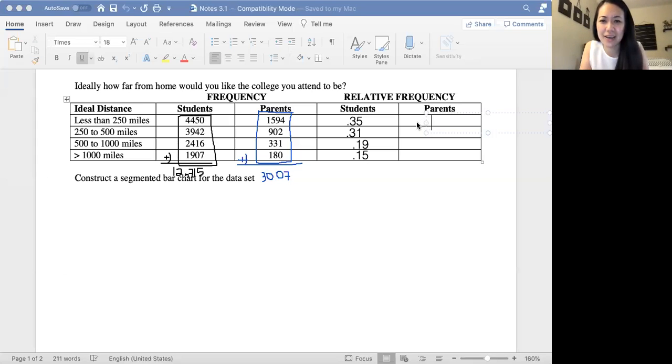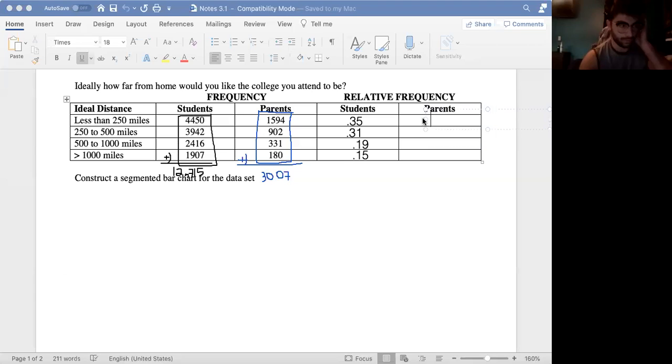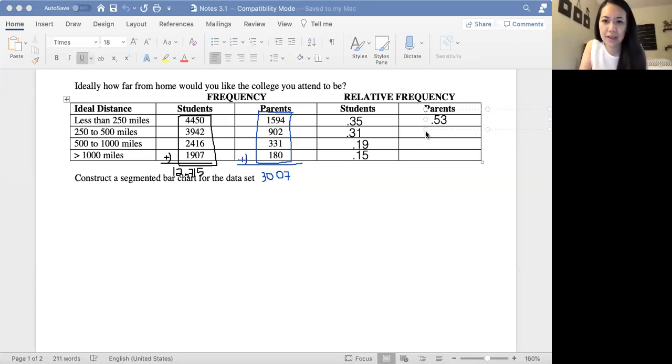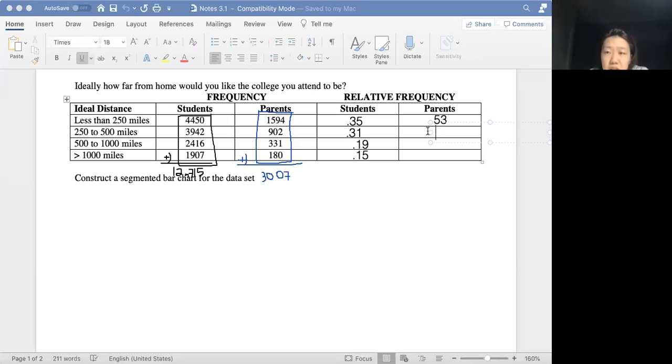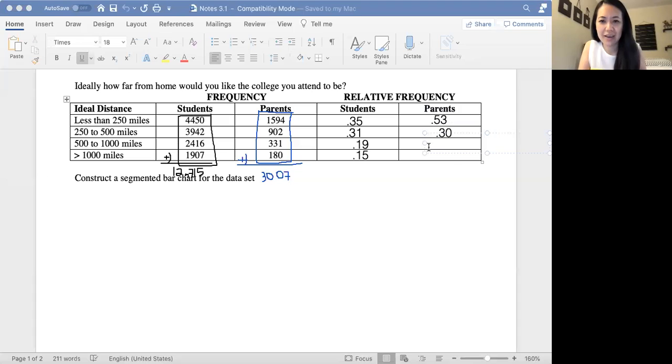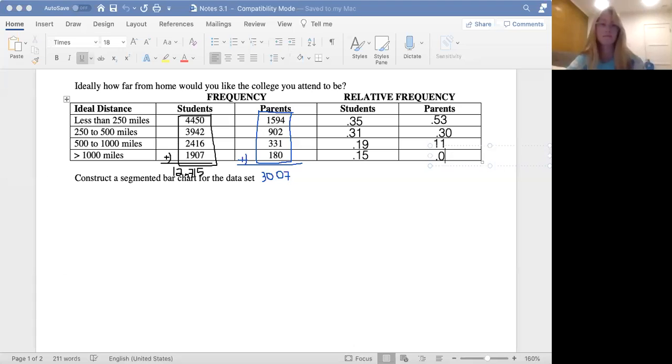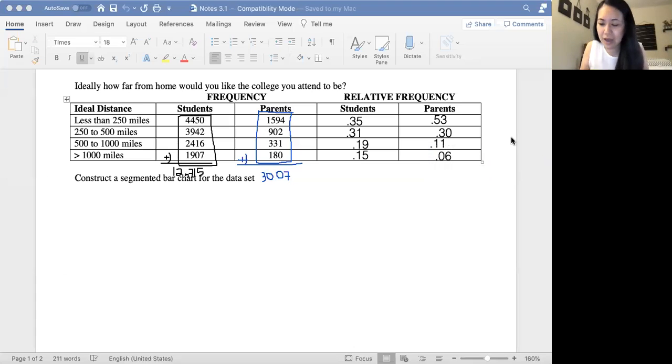Okay, parents, I think Matthew, you had the first one? 53. 53, nice, all right. And the next one I think was Lishan. I got 30. 30%, okay. And this one I think was Nick. I got 11. 11, awesome. And Clancy. I got 6. 6, awesome. And let me just double check, make sure that adds up to 1. And it does, perfect. Nicely done, guys.